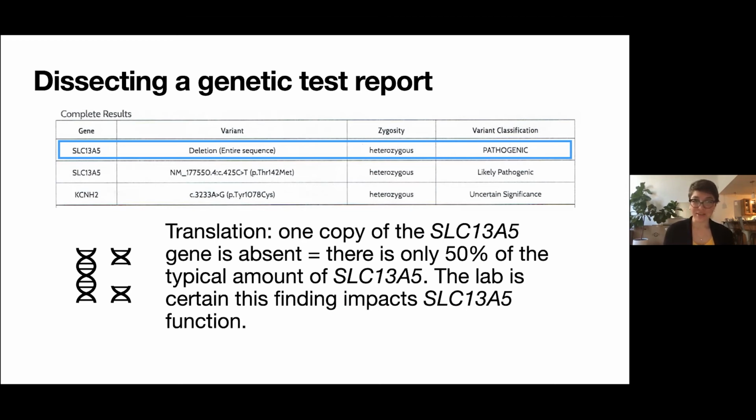And so here I just have a little diagram of what that might look like. One copy of the gene appears to be normal in this setting. The other copy of the gene has a missing sequence or a deletion. So we would call that a gene deletion of SLC13A5.